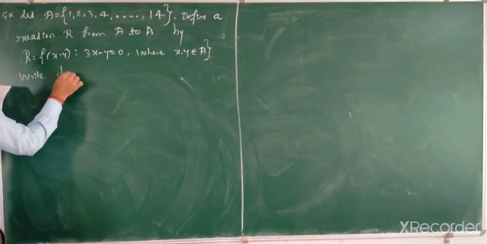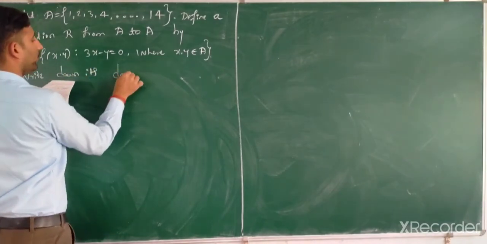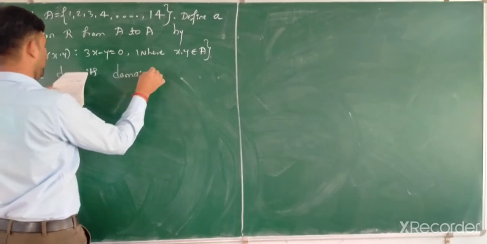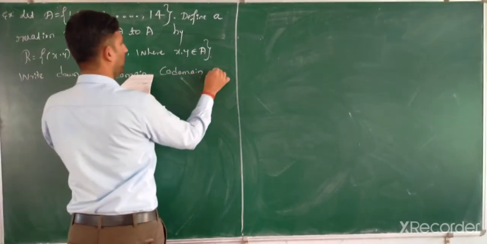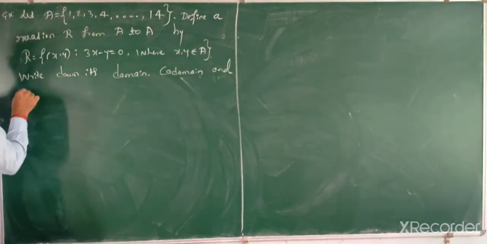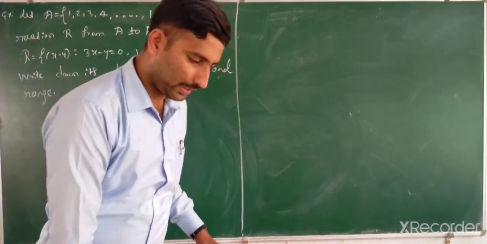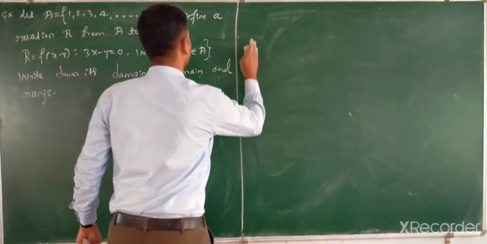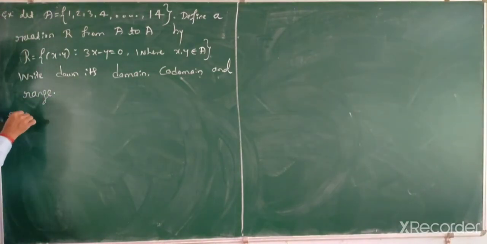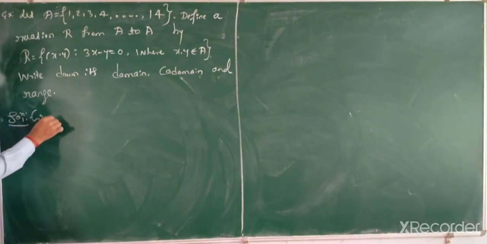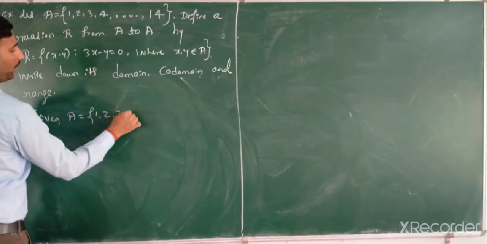Write down the domain, codomain and range. Write down domain, codomain and range. Solution. Given A is equal to {1, 2, 3, up to 14}.